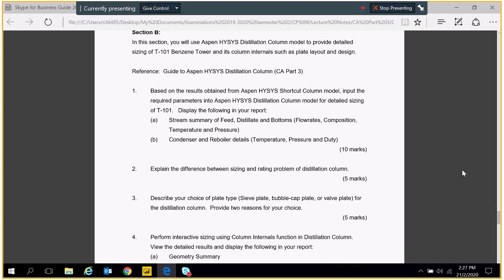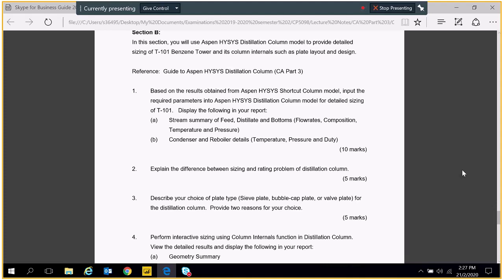I know what's the weir height. I know what's the path length. I know what's the flow path. I know what is the top downcomer area. I know what's the bottom downcomer area, and so on. I know the hydraulics of each tray. So that's called sizing. Rating is different.